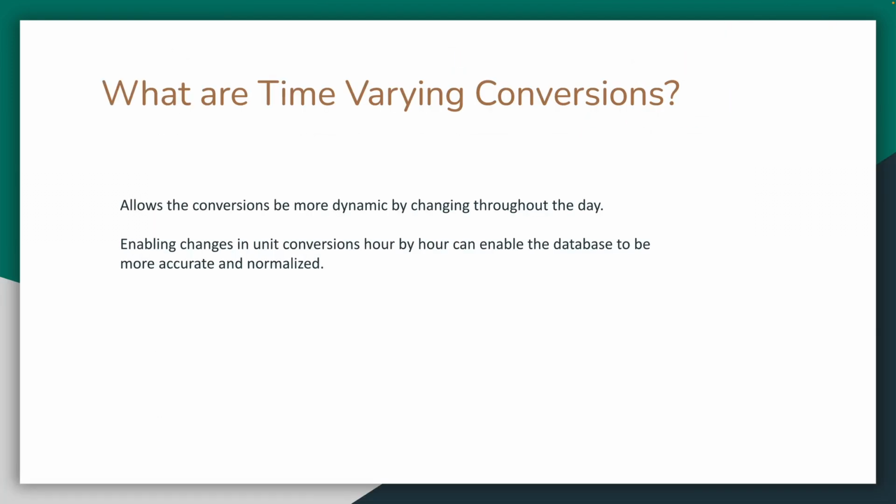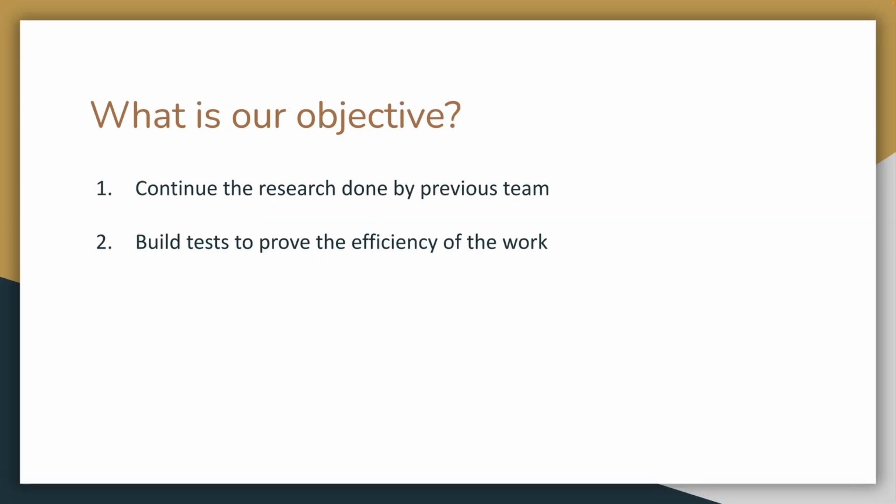What are time varying conversions? They enable more specific conversions of metrics by slicing the changes by the hour. This allows for better consideration of changes to things like costs, for instance, that can change more often than daily for higher accuracy. What are we doing about it?